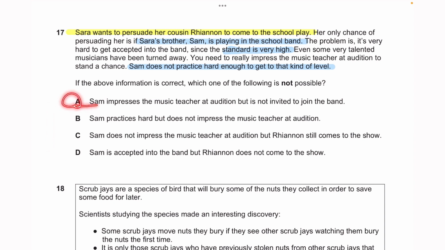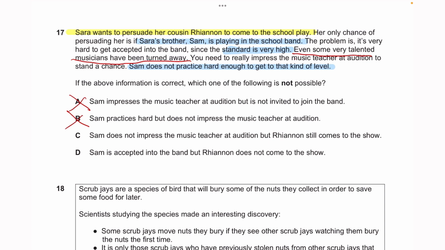We've got A, Sam impresses the music teacher at audition but is not invited to join the band. Now that is definitely possible. Why? Because it says that even some very talented musicians have been turned away. So A is actually possible. Then we've got B, which says Sam practices hard but does not impress the music teacher at audition. Now that is actually possible as well, because even though he decides to practice hard to get in, the music teacher might not be impressed, so that's possible. C.